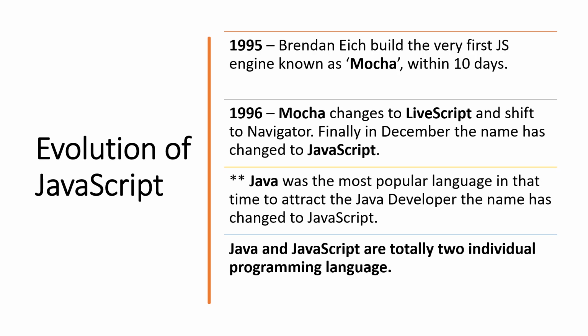In 1996, Mocha changed to LiveScript, and shifted to Navigator. So in the Netscape Navigator browser, the first JavaScript engine got deployed and it became so popular. Java at that time was the most popular programming language. So to attract more Java developers, the name was changed to JavaScript. But let me tell you, it is also written in bold: Java and JavaScript are two totally different programming languages.